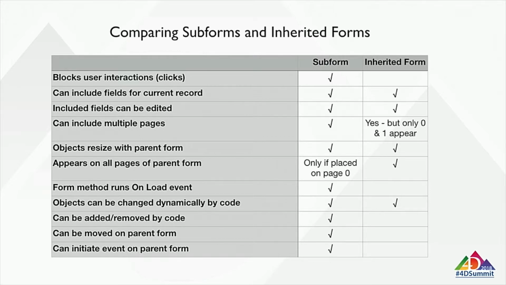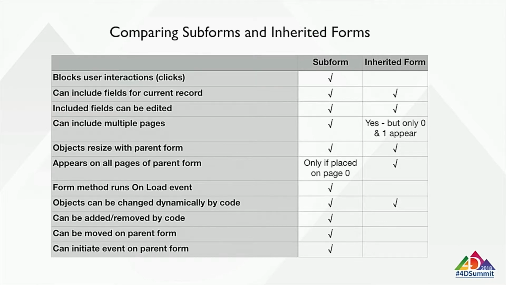I made up this table to basically compare and contrast a subform with an inherited form. The only real gotchas might have to do with the fact that an inherited form doesn't trap clicks. And an interesting thing that I discovered, I don't know if it's a bug or not, is that the inherited form shares the namespace with the parent form, but doesn't enforce exclusivity.